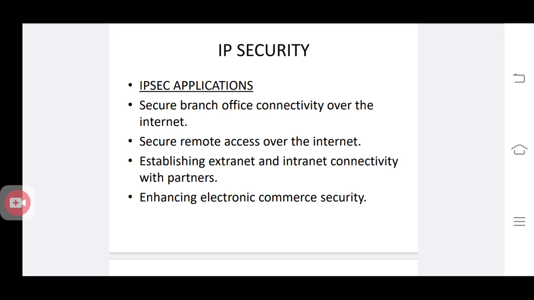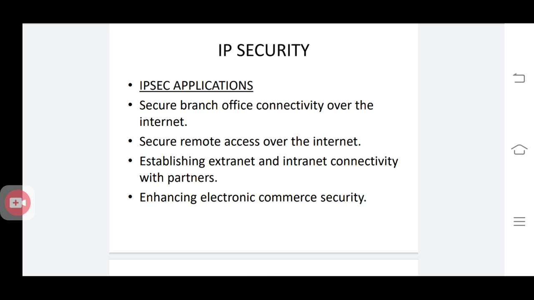Then, what are the applications in which we are using IP security? Actually, IPsec provides the capability to secure communication across a LAN, across private and public WANs, and across the internet. It provides secure branch office connectivity over the internet. A company can build a secure virtual private network over the internet. Also, it can be used for securing remote access over the internet, for establishing extranet and intranet connectivity with partners, and for enhancing electronic commerce security. That is, even though some web and electronic commerce applications have built-in security protocols, they use IPsec.